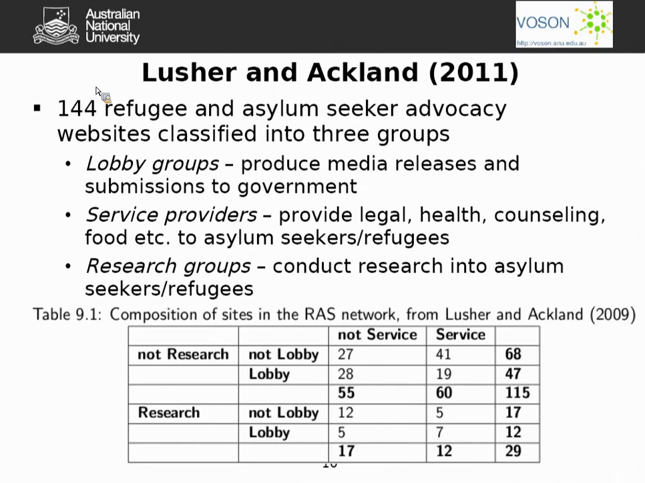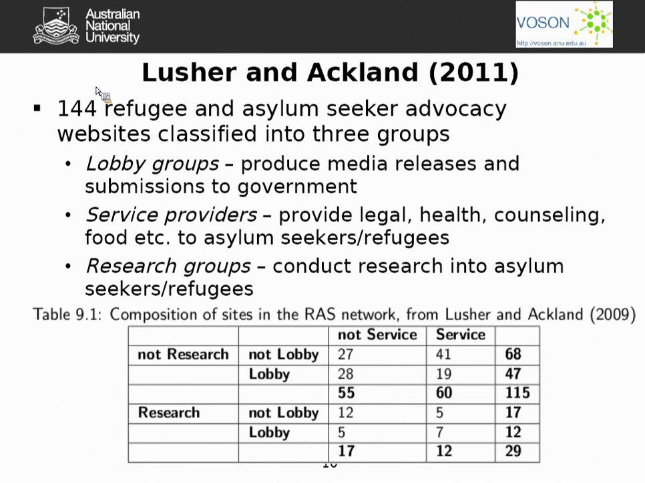Using a snowball type approach, we collected a network of 144 websites. We classified them according to three dimensions: lobby groups, service providers, and research groups. It wasn't a mutually exclusive classification. An organisation could have one or more of these attributes.